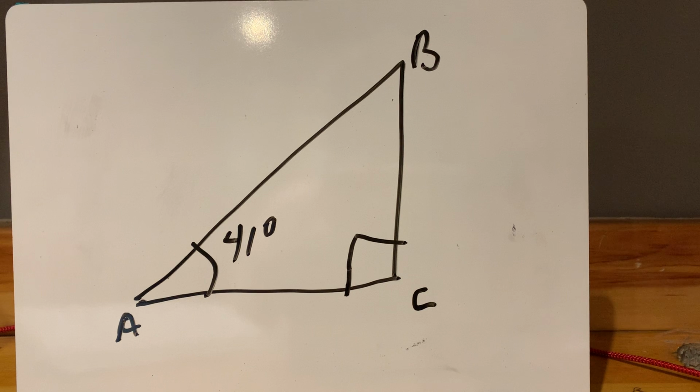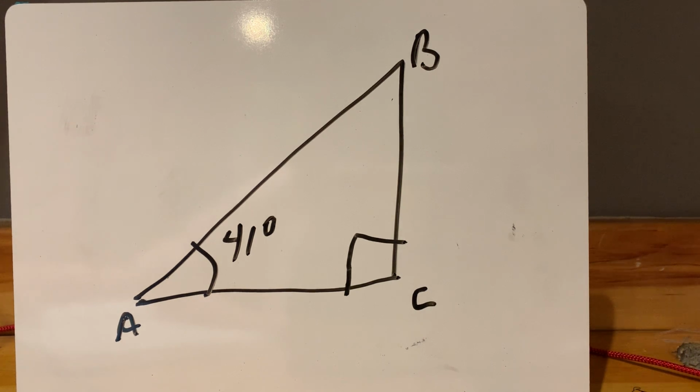The sum of the measures of the angles of a triangle equals 180 degrees, half of the circle. If we know the measures of two angles of a triangle, we can calculate the measure of the third angle. Looking at the triangle on the whiteboard, what is the measure of angle B?